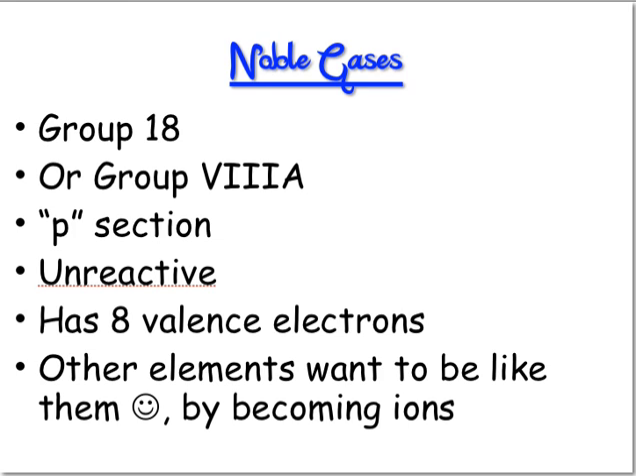The noble gases are group 18. They're the last column of the periodic table, or 8A. They are in the P section also. They are unreactive. They have 8 valence electrons, except helium has only 2 because it only has 2 electrons. The other elements try to be like them, and they become ions when they do that.